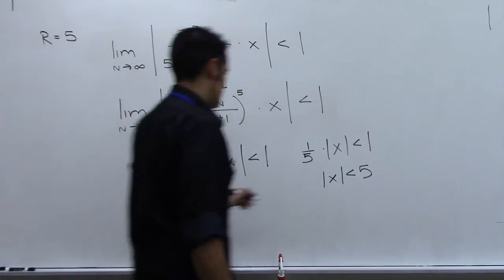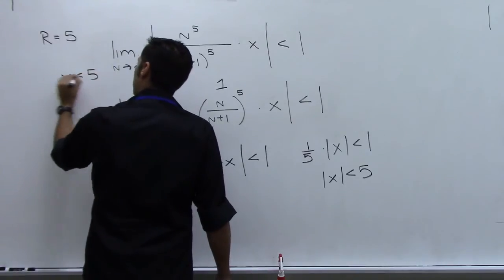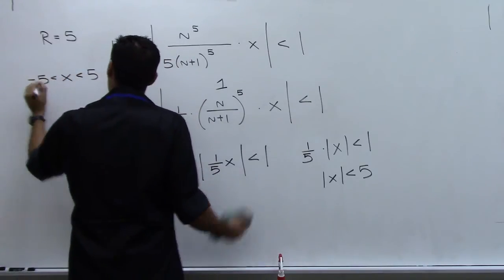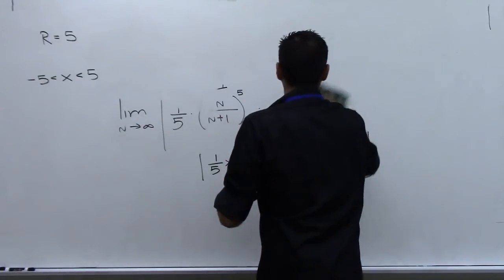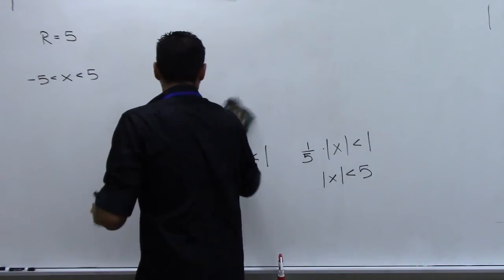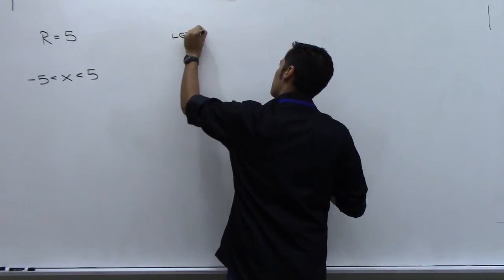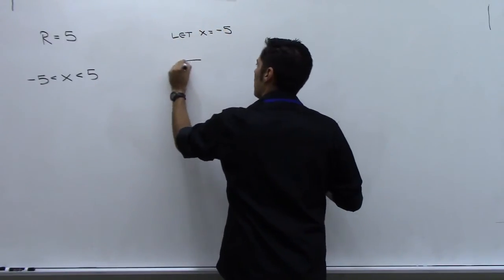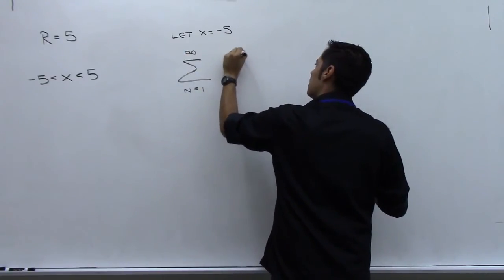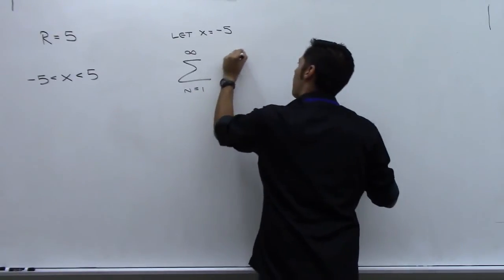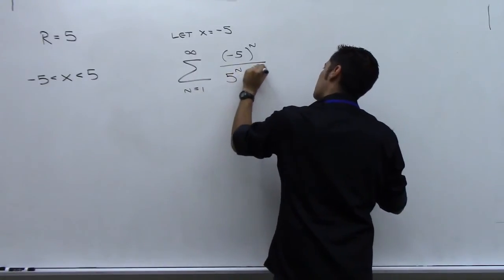And my interval, at least right now, is x must be less than 5 and greater than -5. Then what I need to do is check the endpoints. So let's check those. I'll do -5 first. So I rewrite my sum, n equals 1 to infinity. It was x to the n, so that's -5 to the n, and then it was over 5 to the n times n to the 5th.